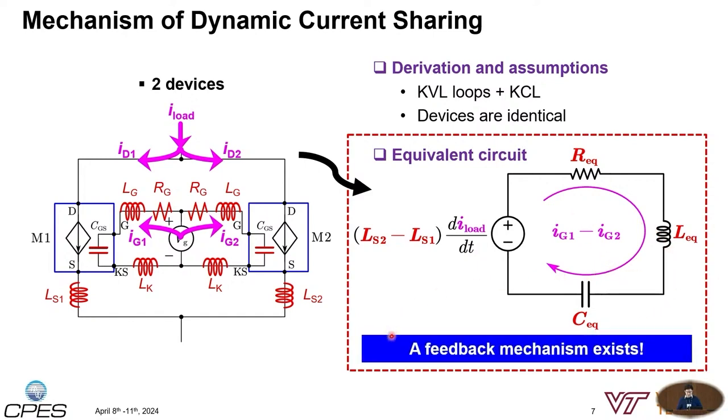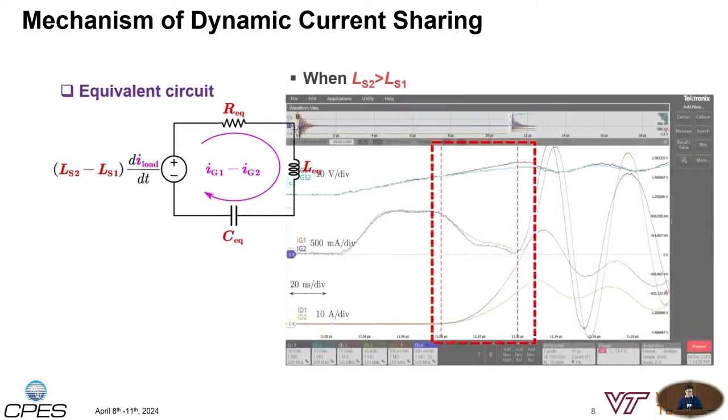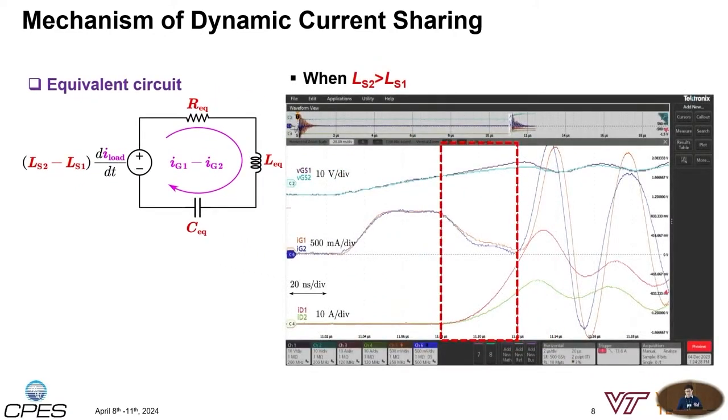And based on this mechanism, or this circuit, we found out that the feedback mechanism exists during the dynamic current sharing. And you can see that I didn't highlight the drain inductance on the left-hand side. This is because the dynamic current sharing mechanism is totally independent of your drain inductance parasitic. So I want to show one of the example waveforms to explain the mechanism.